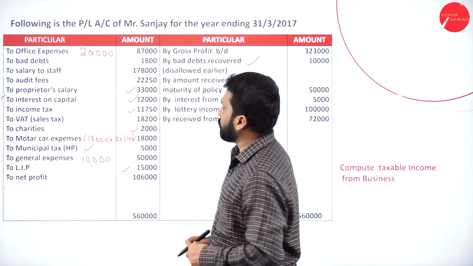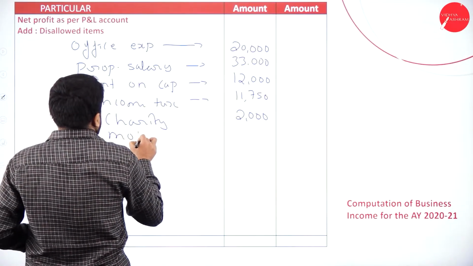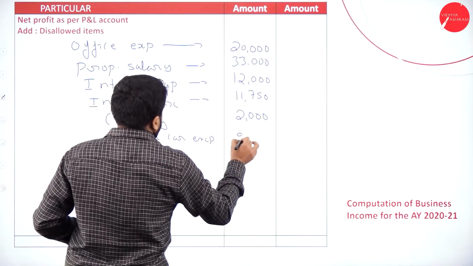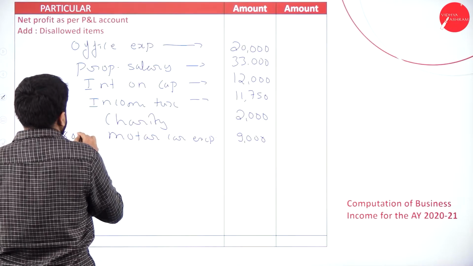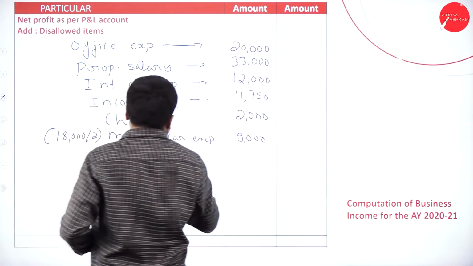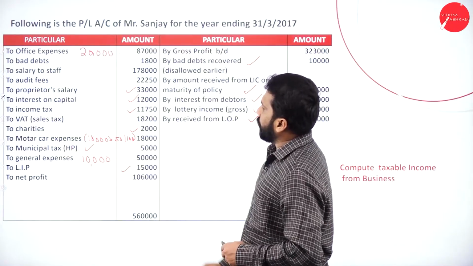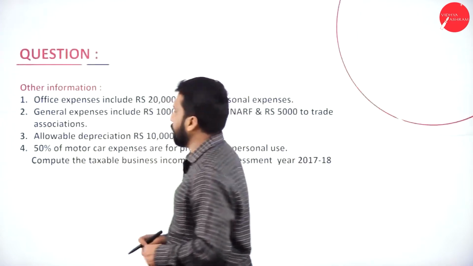Why? Because 50% is personal, 50% is related to business. Your motor car expenses are 9,000. 18,000 divided by 2, it is 9,000. Then we have municipal tax, it is 5,000. That is also personal.